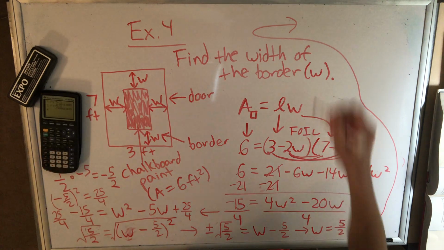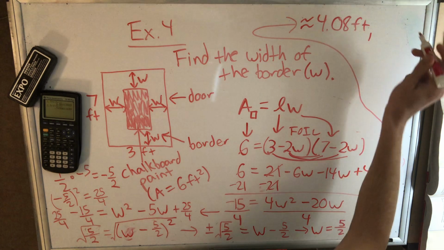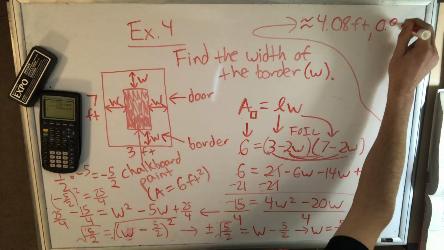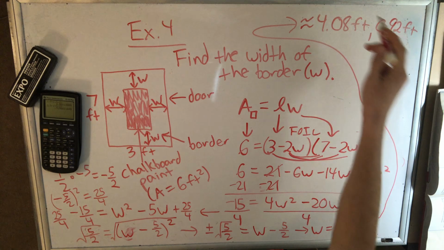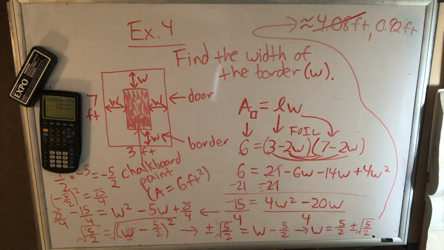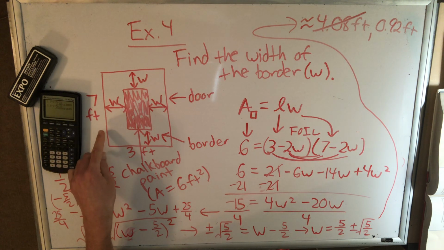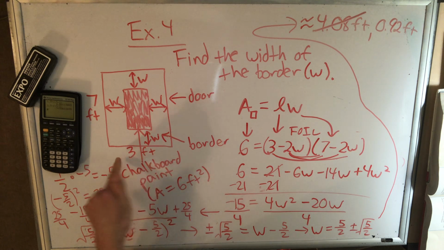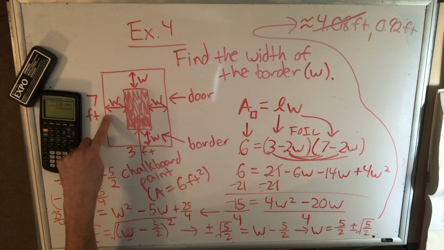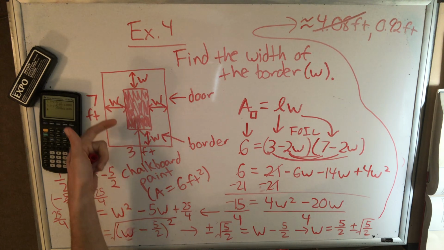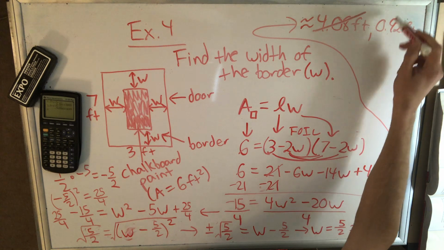So let's write that out. Approximately 4.08 feet and approximately 0.92 feet. Well, we can reject 4.08 feet. That does not make sense because it does not make sense for the width of the border to be longer than the length of the door itself. The length of the door is 3 feet, so there's no way the width of the border, however you want to think of it, is more than 3 feet. So it cannot be 4.08 feet. It must be 0.92 feet.